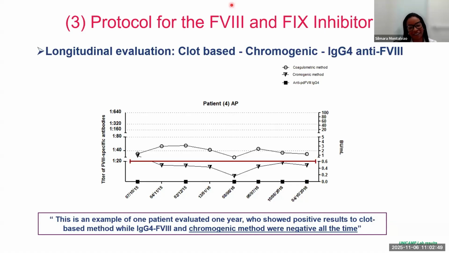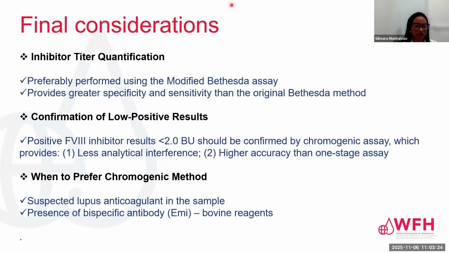To finish, here is an example of a patient in an ITI protocol. You can see a positive result with the one stage method, while with the ELISA method looking at IgG, and with the chromogenic method, we could see negative results at all of the points. So here again are the benefits you have with a chromogenic method.